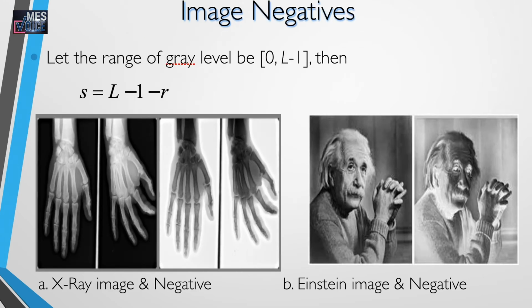Let the range of gray levels be 0 to L minus 1, then S is equal to L minus 1 minus R. On the left hand side, we can see an X-ray image and its negative, and on the right hand side, you can see an Einstein image and its negative.